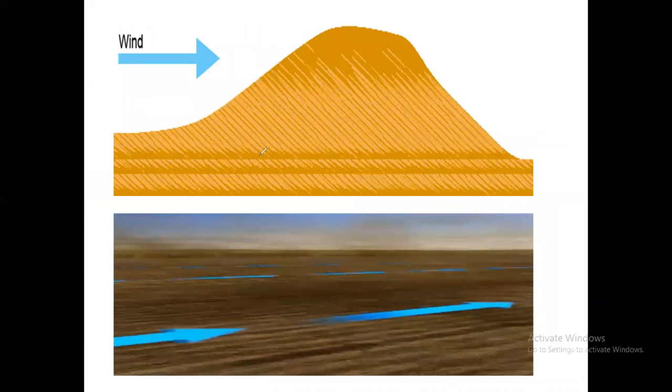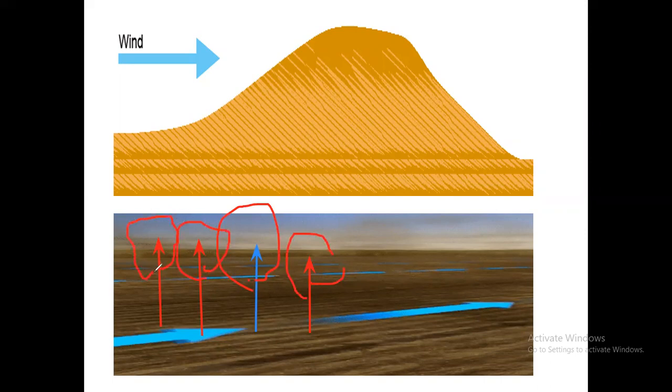Can you see the picture down here? If we imagine that we have a lot of trees blocking the way of the wind like this, it will cause less sediment to move, and that makes the sand dunes smaller.